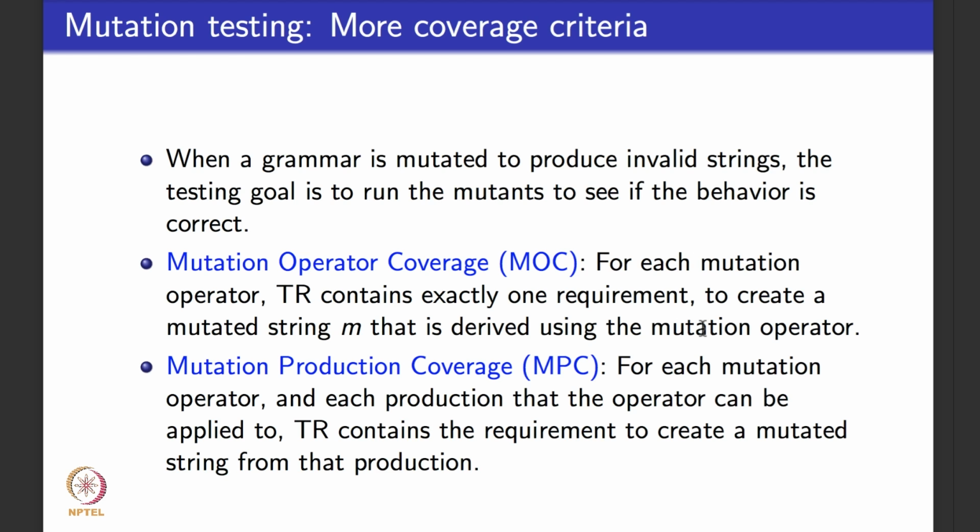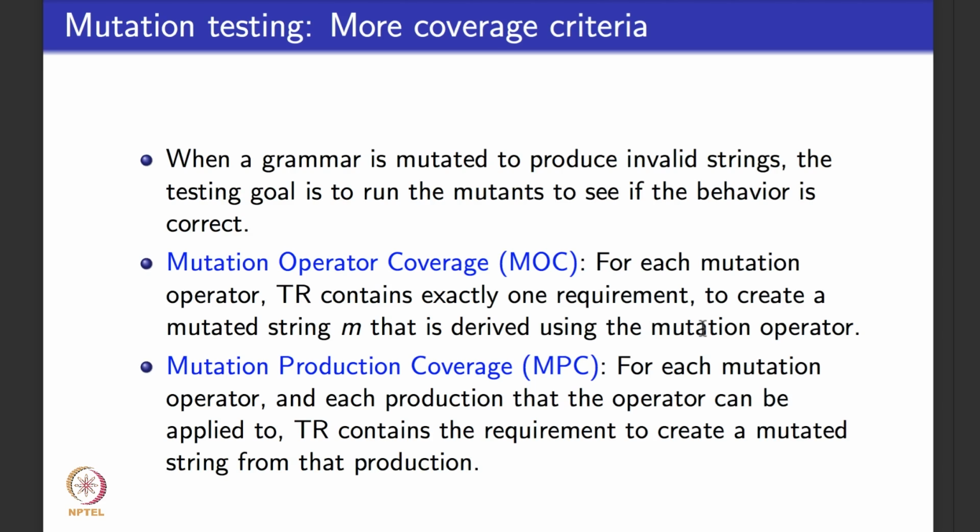Suppose at some point in time, there was an operator that said you use less than or equal to, and you are able to create a mutation where instead of less than or equal to, you use greater than or equal to. This is called one mutation operator. So I write a test case to cover this mutation operator.